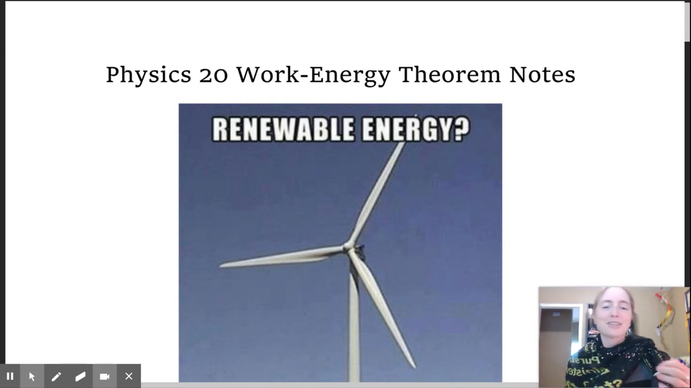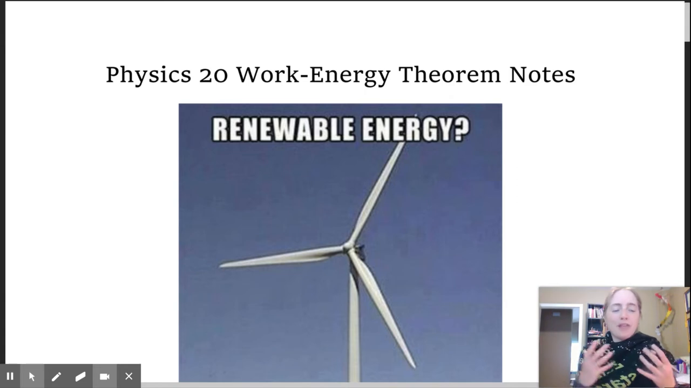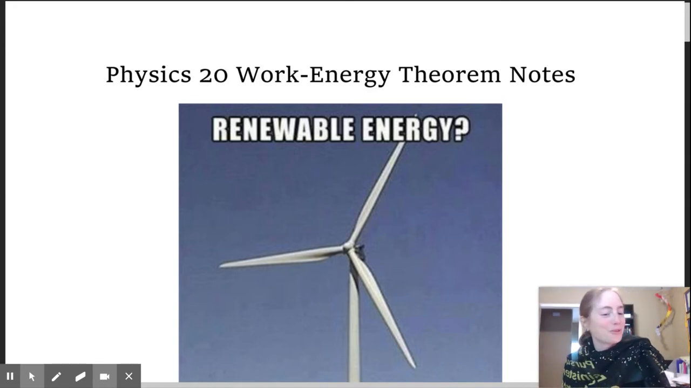So, ladies and gentlemen, today what we're going to do is look at the work energy theorem. The work energy theorem is based on the idea of another definition of work, because we've already looked at the definition of work as force times distance times cosine theta. However, we can also look at work as the ability to do energy, or when we have a change in energy, work has been done. So that's going to be our focus for today.